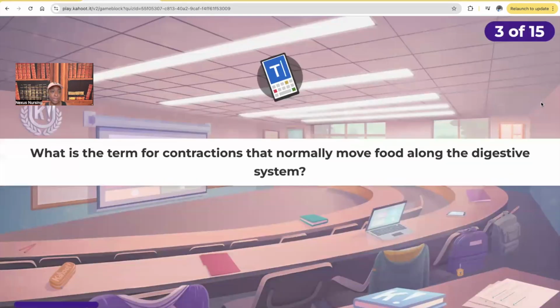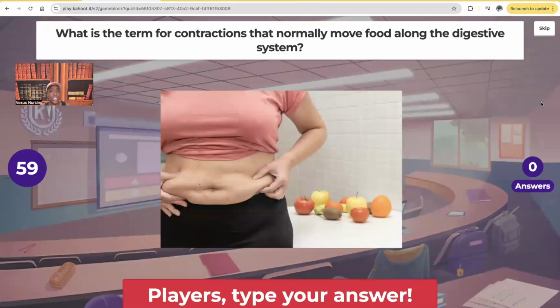All right, type in your answer. What is a normal term for contractions that normally move food along the digestive system? What is the name of this occurrence? When contractions normally move food along the GI tract, what is the name for that? I'll even give you guys a hint. It starts with a P.